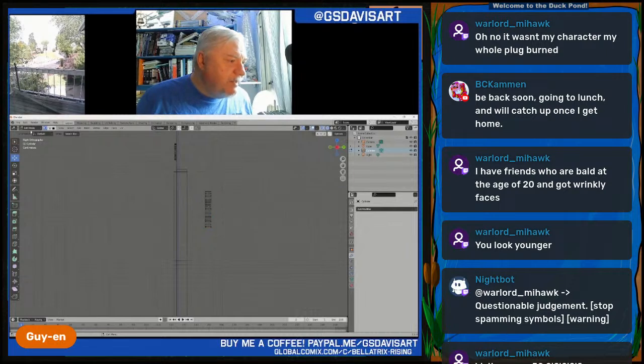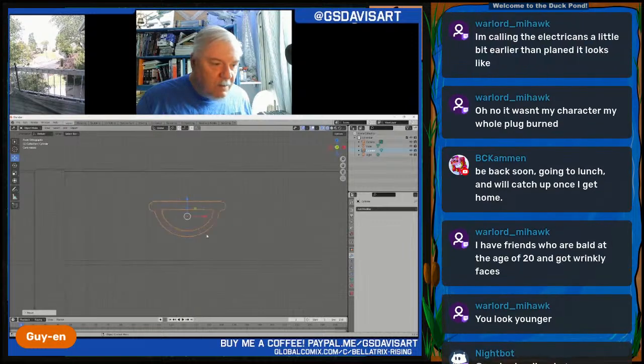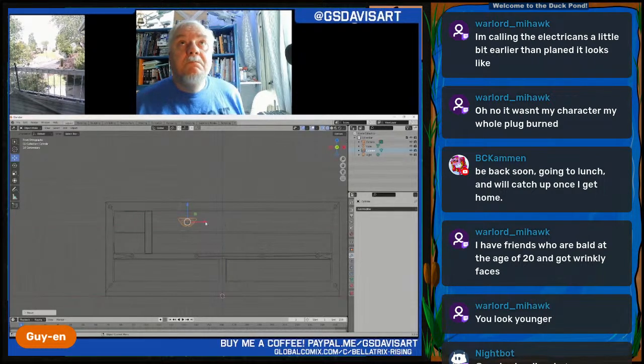Just lining that up to be centered. And then we're going to put it back here in the middle of there. Go to the front. Center it in the middle of that drawer.